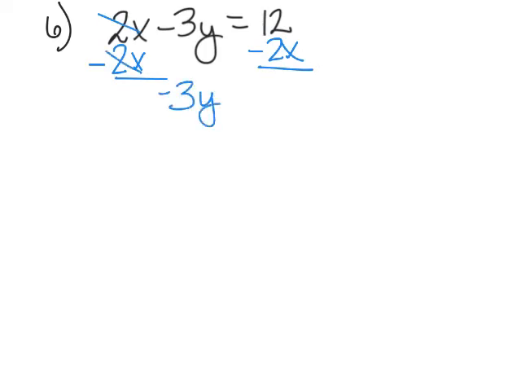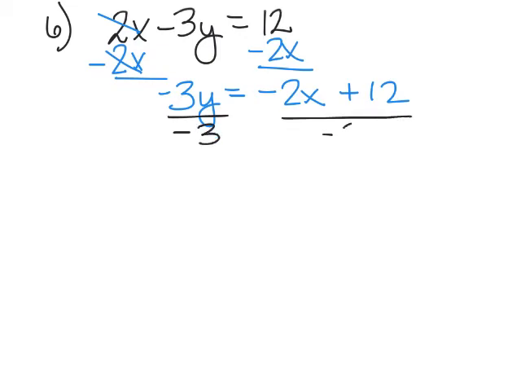Bring down my result, negative 3y is equal to negative 2x. That's a positive 12. Negative 2x and 12 are not like terms, so they don't combine. We just bring them down beside each other. Now, I still need the y all alone. Cancel the multiplication by negative 3 with division by negative 3. So divide by negative 3 on both sides.